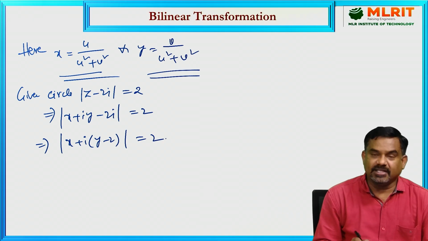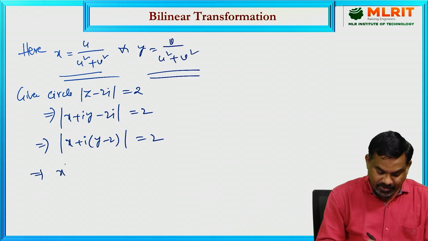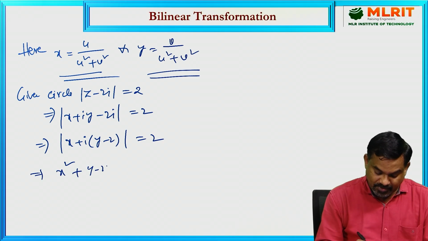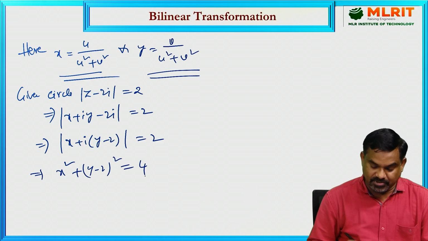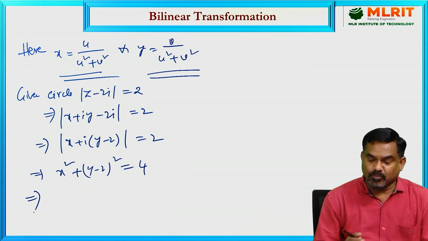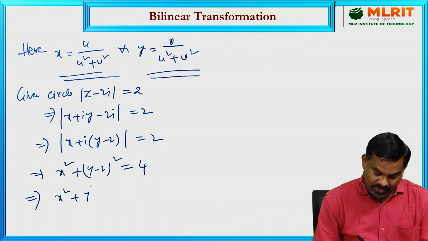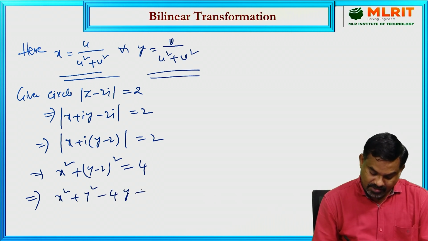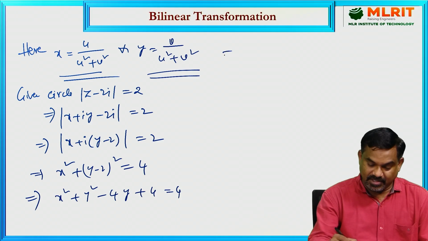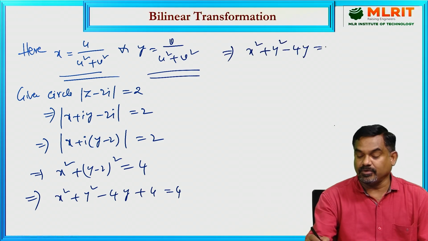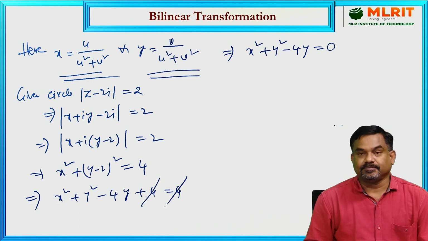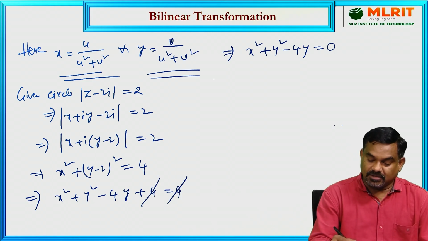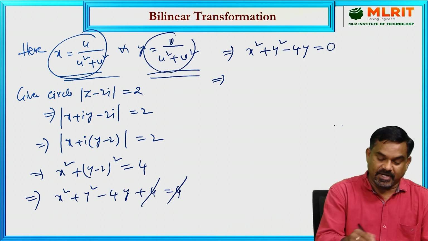So by finding this magnitude, here we get square root of x square plus y minus 2 whole square is equal to 2, squaring on both sides, which is equal to 4. So x square plus y square minus 4y plus 4 is 4. That implies x square plus y square minus 4y equal to 0. These two get cancelled. Now we can use these two expressions for x and y.